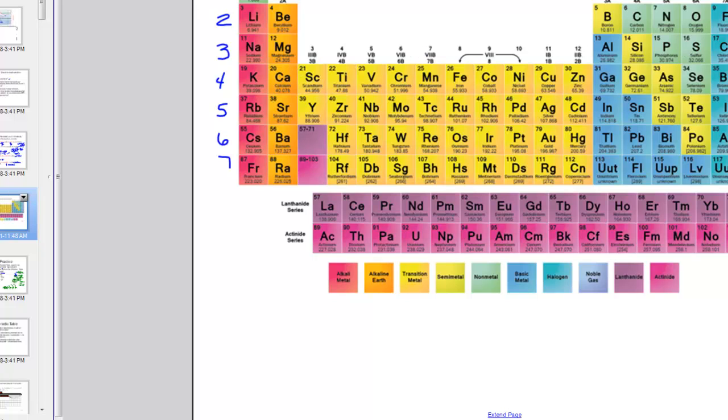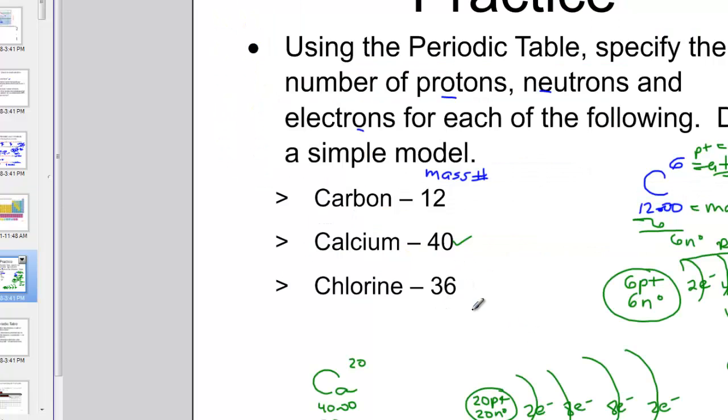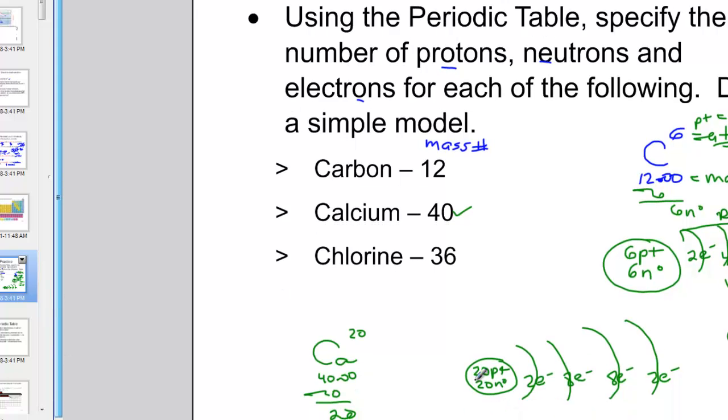There was one more in our practice. It was for chlorine. Chlorine is number 17. But let's get the better information as well while we're here. Chlorine lives in period 3. I bet that'll have 3 rings. And it lives in group 7A, so there'll be 7 valence electrons in that outermost energy level. So if we practice one more together, chlorine, number 36, and just drawing a simple model of what it would look like.